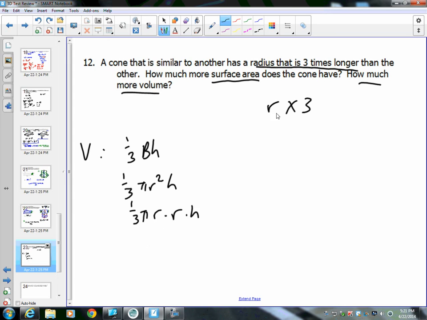So what did we do? Since it's 3 times bigger, we said 3 times 3. Again, why? Because we have two radiuses in our volume equation. So our volume is going to be 9 times larger.